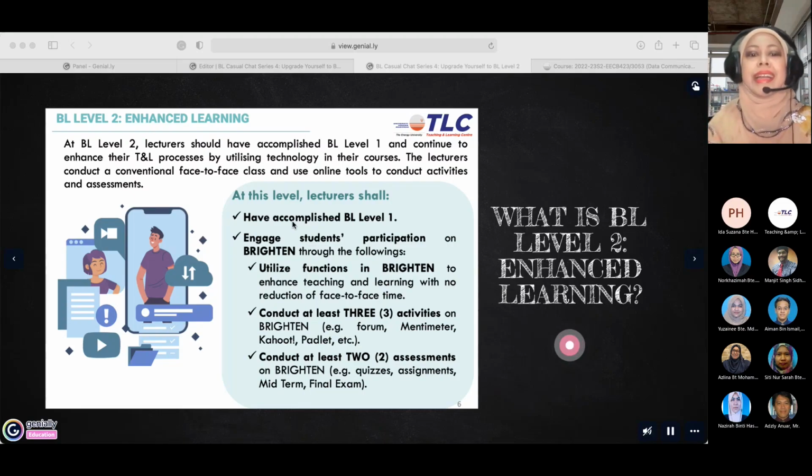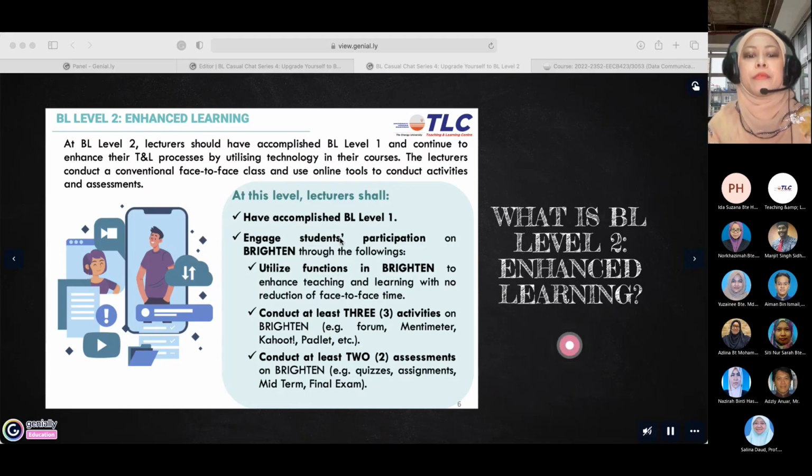But how are you going to do that would be by using the functions on Brighton. So I'm going to talk about this later. I'm using my course page as example. And these particular functions on Brighton are not going to replace face-to-face again. As we are moving towards the substitute blended learning, for the previous past series of the BL Casual Chat, I've touched on the substitute blended learning.